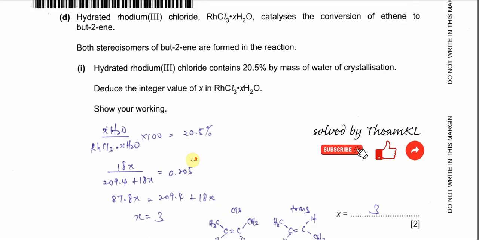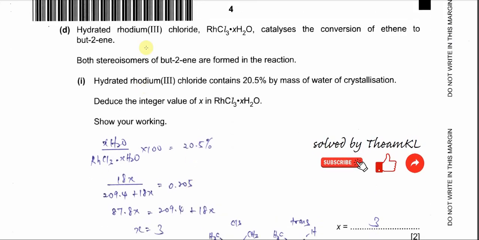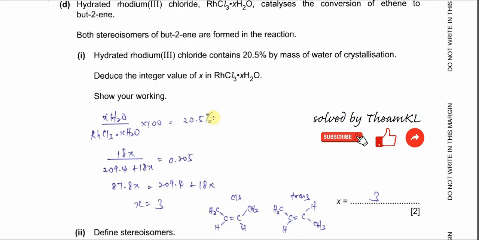Okay, part D. Hydrated rhodium chloride catalyzes the conversion of ethene to but-2-ene. Both stereoisomers of but-2-ene are formed in this reaction. We discuss that later. Before that, we have this calculation.